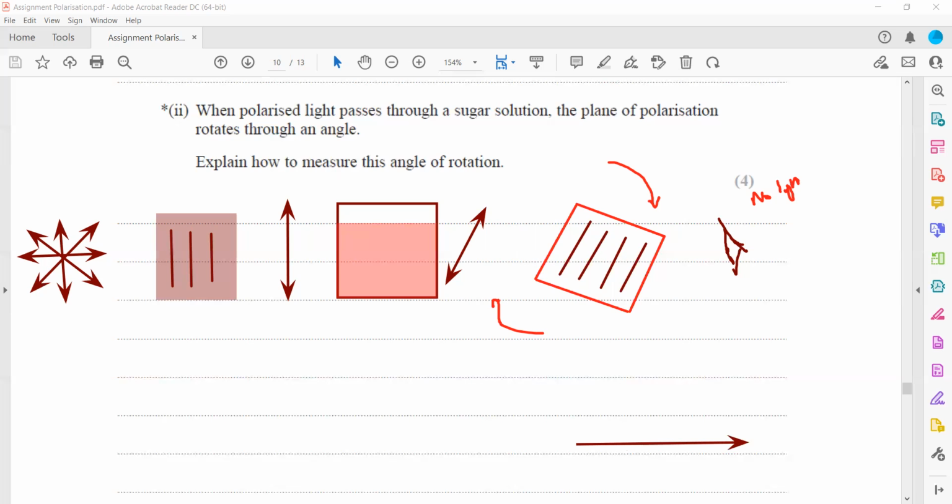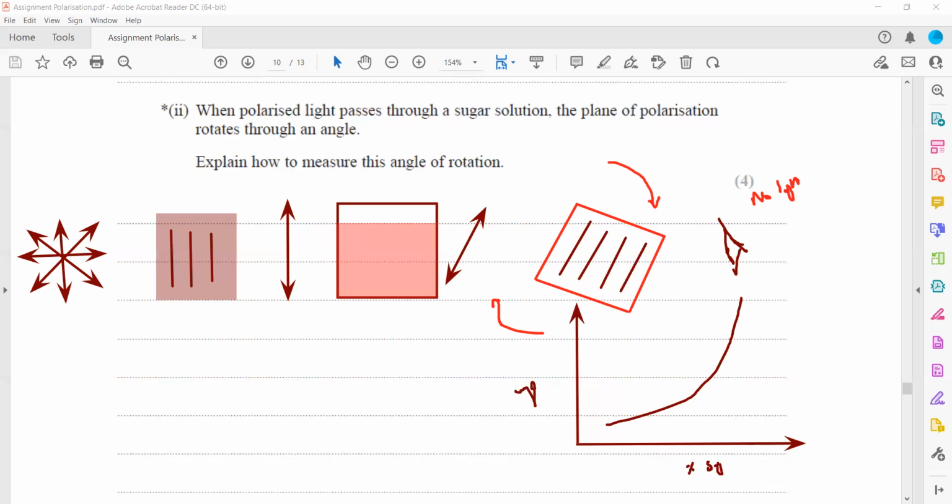And then we will plot a graph between the concentration of the sugar solution and the angle at which we are able to see the light again. Using this graph, we can determine that if a higher concentration is there, it will rotate the polarized light to a greater angle. So it will increase, and this type of graph will be there. So using the angle, we can determine the concentration of an unknown solution.